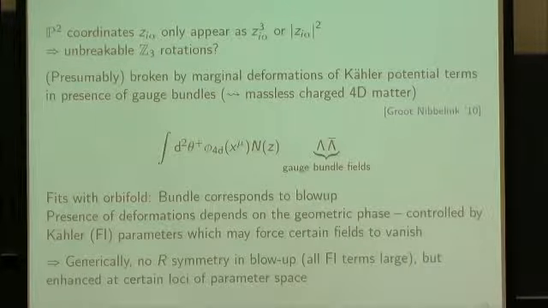And so the one thing, as I said, is we always seem to have these unbreakable Z3 rotations, because the coordinates only appear in this manner. And that's of course weird, because we saw in the orbifold that we usually break everything. And I guess we think we can understand this: these are actually broken by deformations of the Kähler potential, so basically the ones for the gauge bundle. So these are the marginal deformations of these Kähler potential terms.